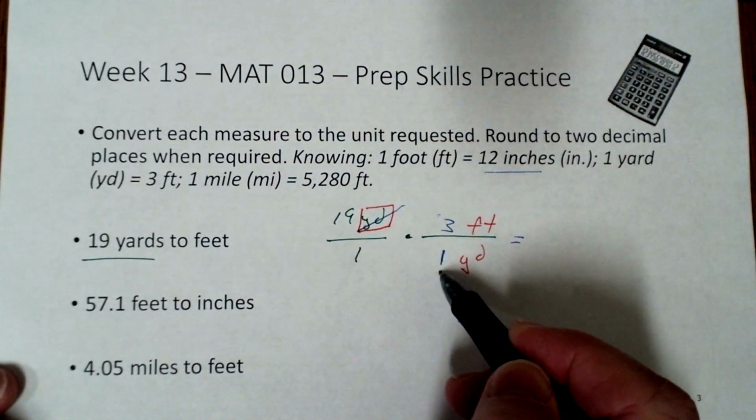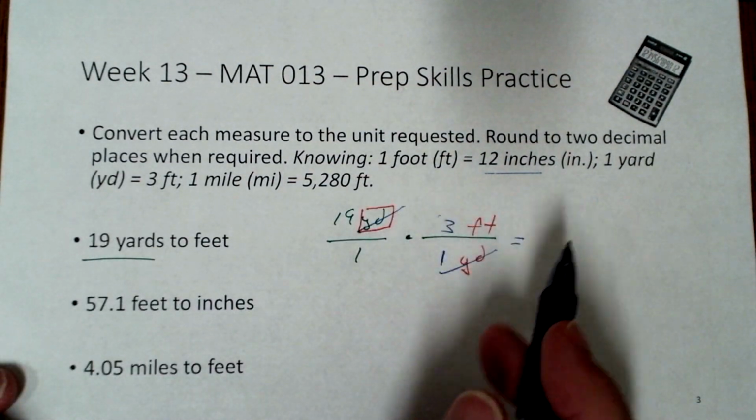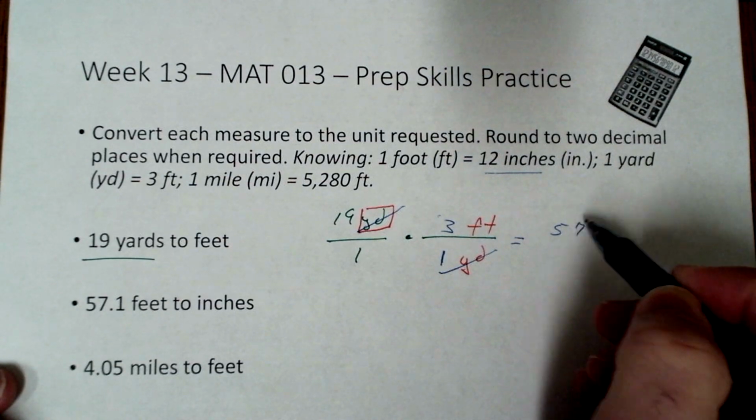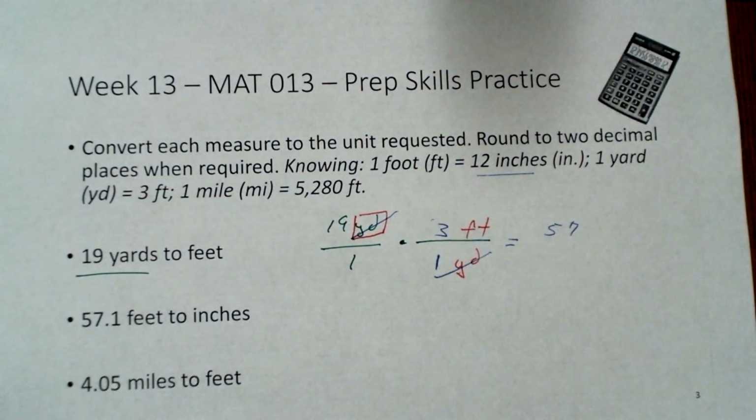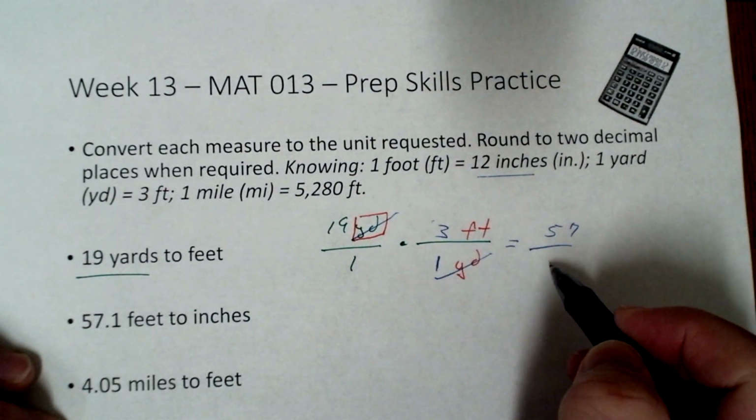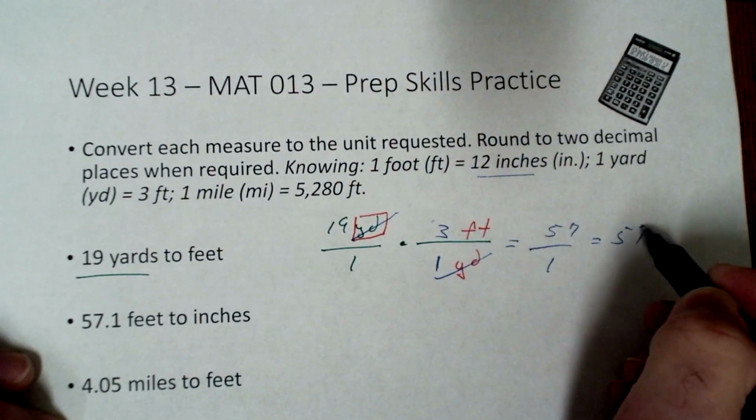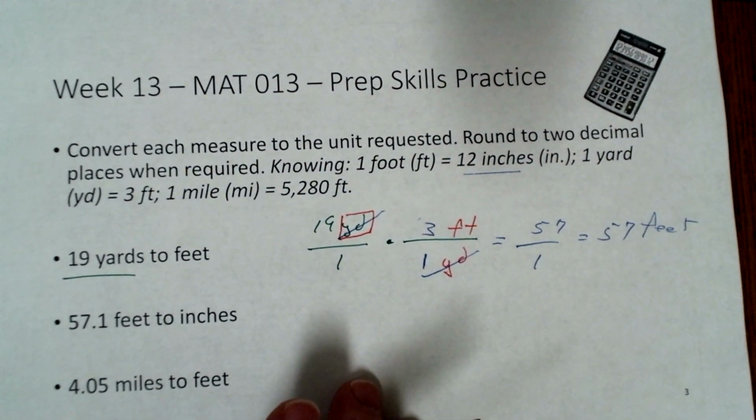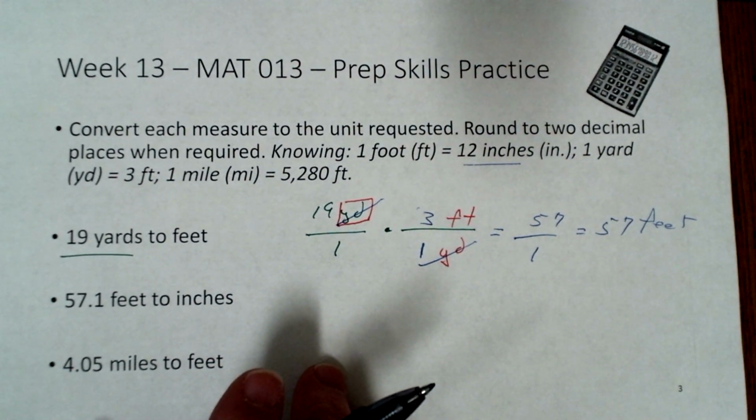Well, these yards here are going to cancel each other out. And then we get 19 times 3, which I believe is 57. We'll check my arithmetic here real quick. You know me in arithmetic, 3 times 19, yeah, it is 57. And then 1 times 1 is 1, so simply 57 feet. So in 19 yards, there are 57 feet.